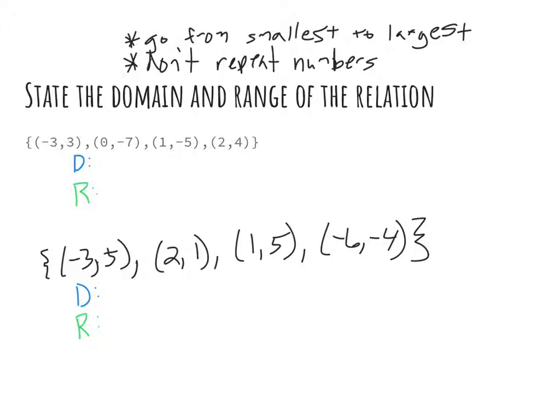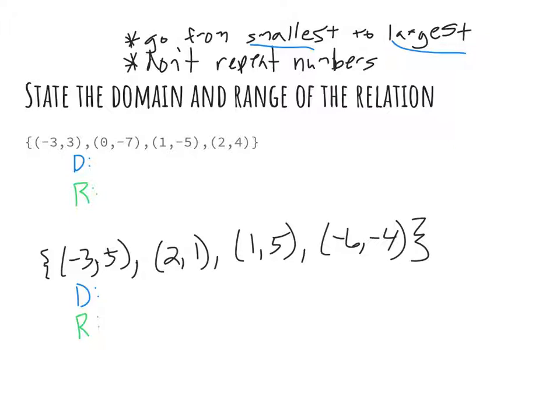When we are asked to state the domain and range of a relation, there's a couple of rules that we need to follow. First of all, when we're listing out values, we always go from smallest to largest. And second of all, we never repeat numbers. So even if a number shows up more than once in the domain or the range, we still only list it once.